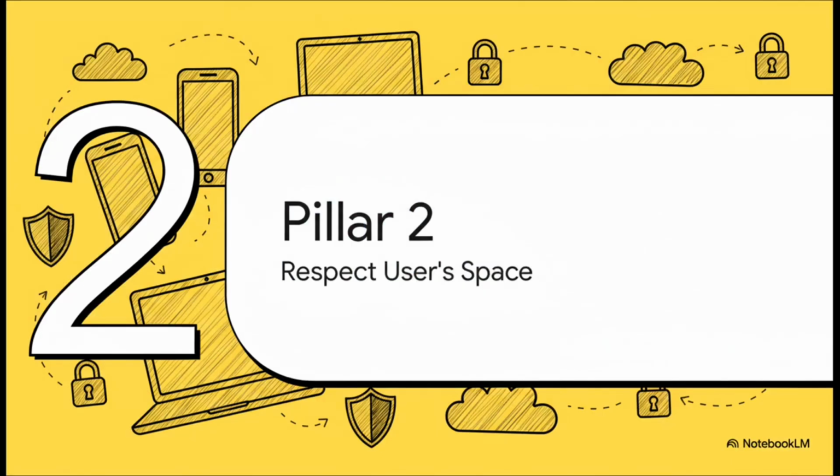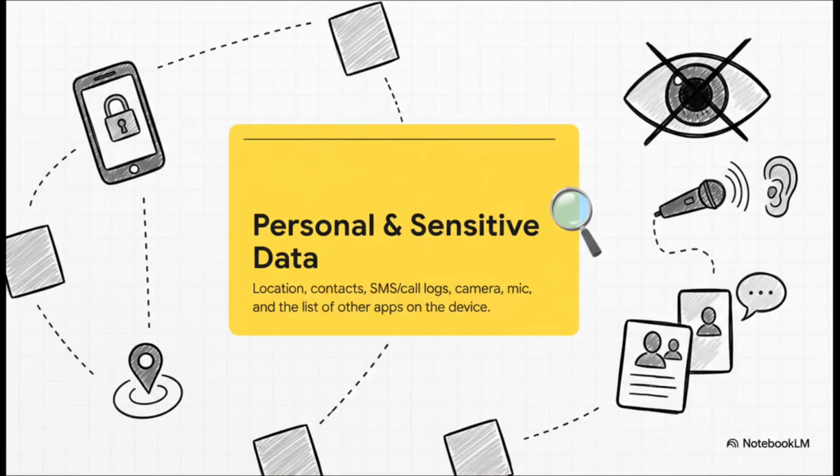If pillar 1 was all about respecting the user's intelligence, this one is about respecting their personal space. And by that, I mean their device, their data, their privacy, the whole shebang. So what exactly does Google mean when they say personal and sensitive user data? Well, it's a pretty broad definition. You've got the obvious things like location and contacts, but it also includes access to the camera, the microphone, your SMS and call logs, and even the inventory of other apps you have installed. All of that stuff is considered a user's private space.